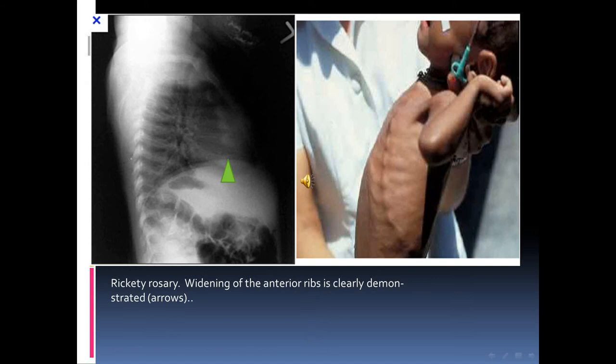Another important sign in rickets, which can be seen in thoracic radiology, is the rickety rosary. This is abnormal enlargement in the area of the costochondral cartilage, as seen in this image on the left side, a lateral X-ray of the chest. We can see anteriorly abnormal expansion in the area of the junction between the ribs and the sternum. We call it rickety rosary, as shown here.